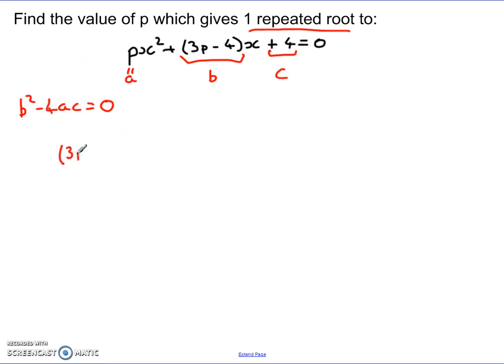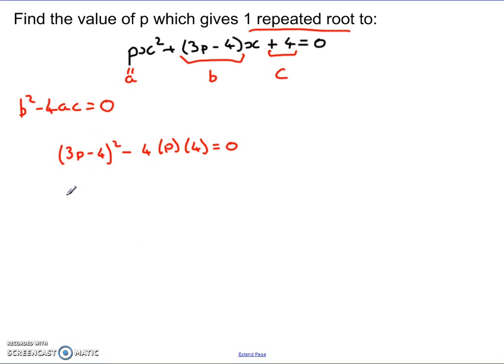So if I plug it all in, I get (3p − 4)² − 4 times p, which is my a, times c, which is 4. And I want that equal to 0. So then it's just a case of multiplying this all out, simplifying it and solving it.